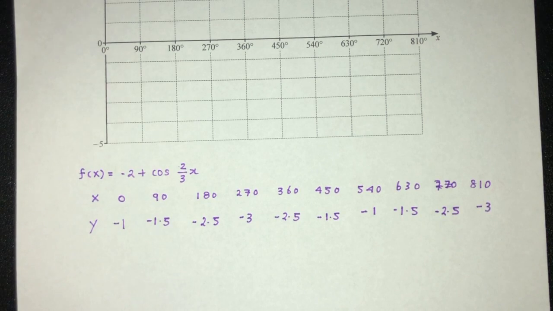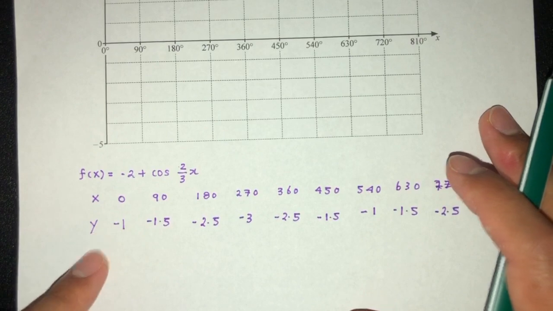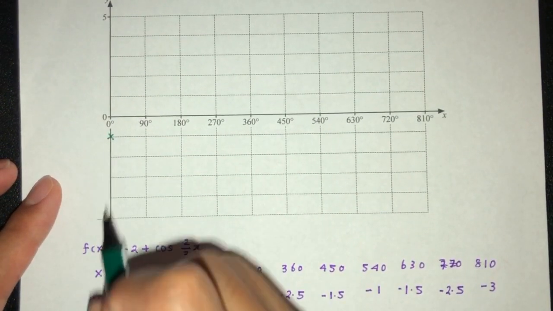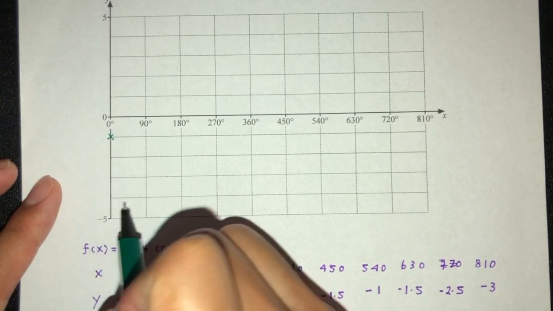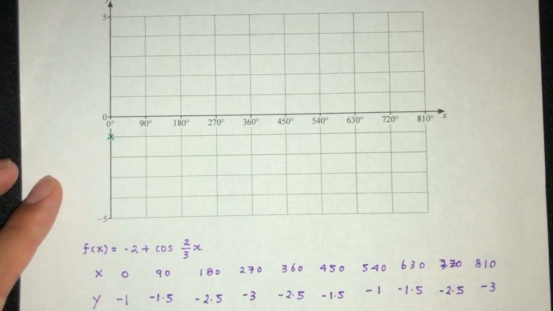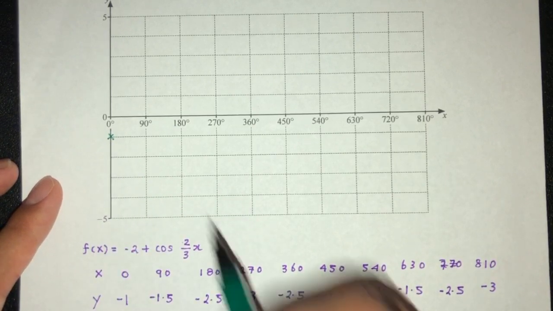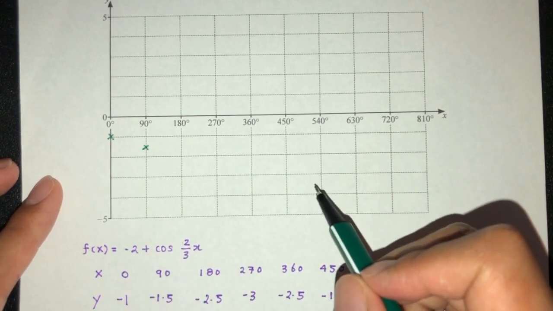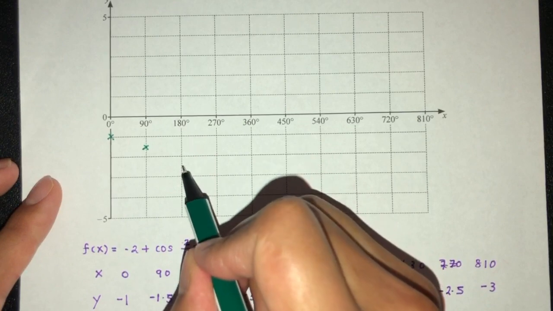So let me now sketch them. Let's first mark the points that we have on the graph. First is 0, minus 1. That should be right here. Because here we have minus 5. Obviously, that will be minus 1, minus 2, minus 3, minus 4. So that's why. And we have 90, minus 1.5. That should be somewhere over here. Then we have 180, minus 2.5, somewhere over here.